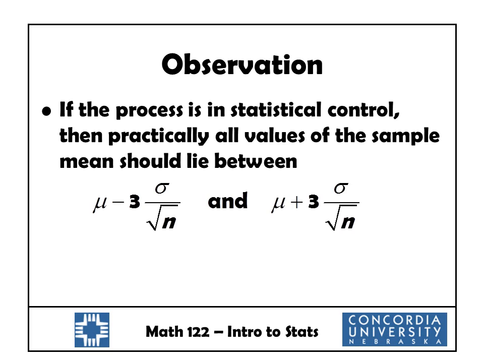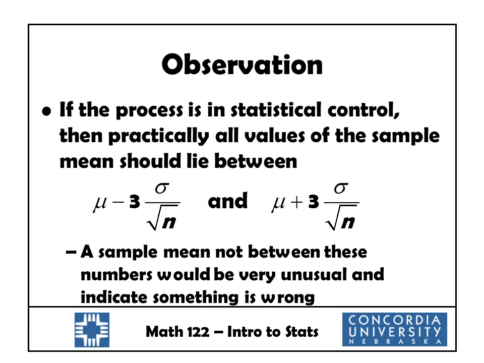So if the process is in statistical control, then practically all values of the sample mean should lie between its mean minus 3 times its standard deviation and its mean plus 3 times its standard deviation. So mu minus 3 sigma divided by square root of n, and mu plus 3 sigma divided by square root of n. So a sample mean not between these two numbers would be very unusual and indicate something is wrong. Our empirical rule says that about 99.7% of all our sample means should lie between those two numbers.